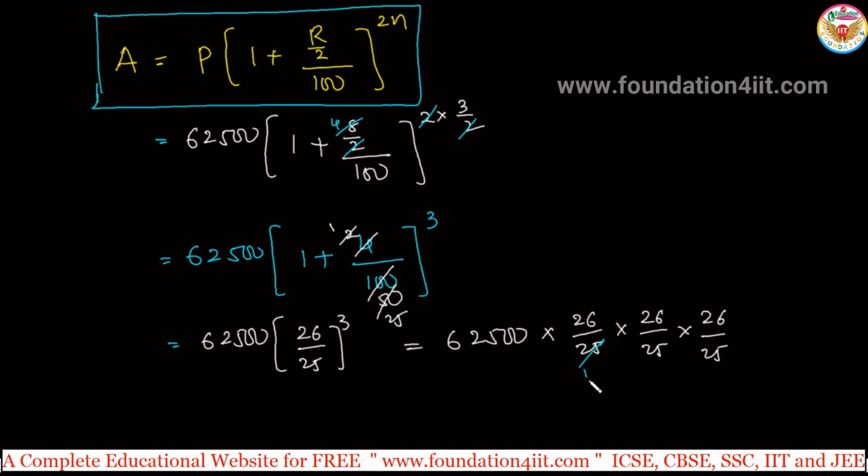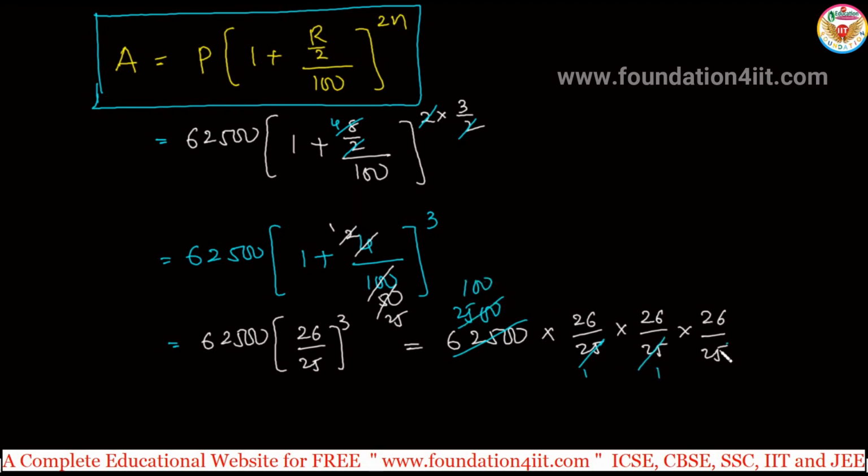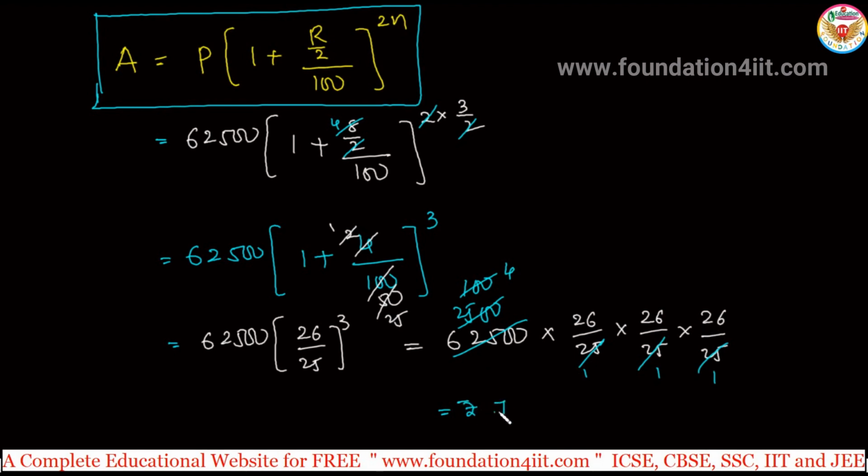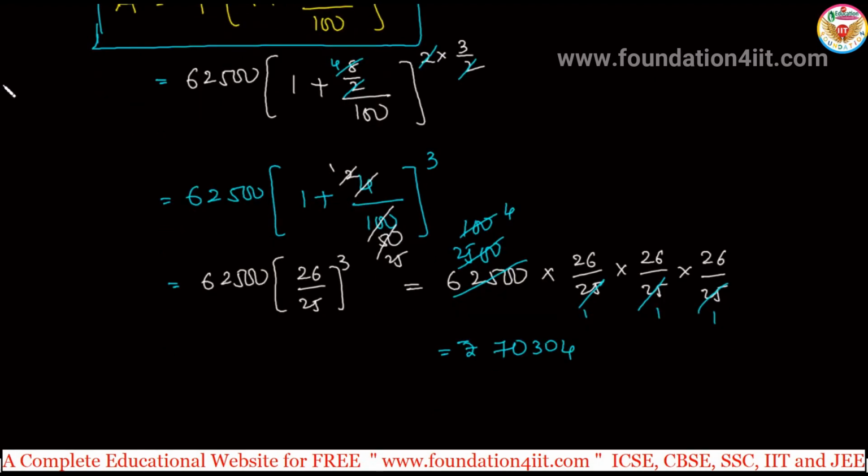Calculate this. 25 ones are 25, 25 fours are 625, 0, 0. Again 25 times 1, 100. Again 25 ones are 25, 4 is 100. Finally 4 into 26 into 26 into 26. So if you calculate, we get 70,304. Right? That is the amount. Amount value we got. Then we can find the compound interest.